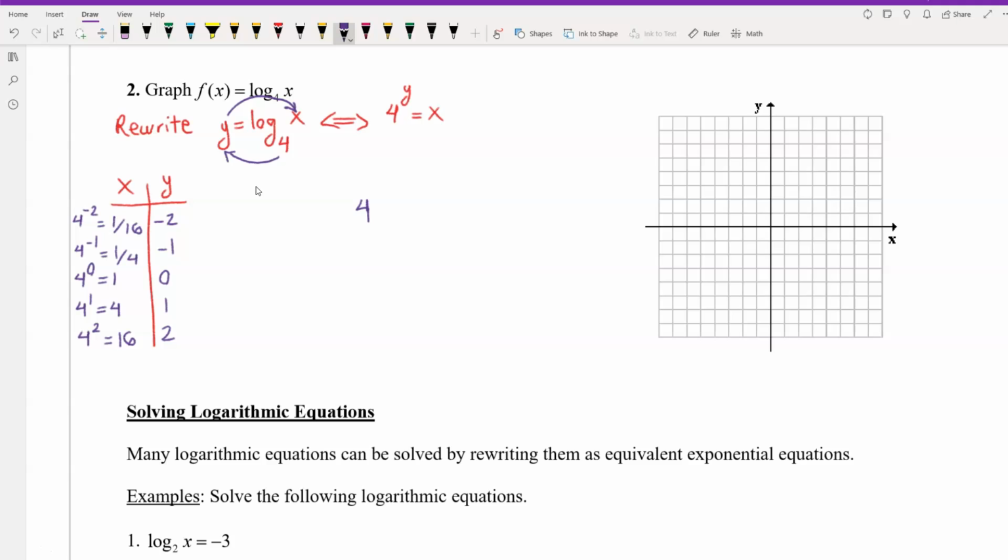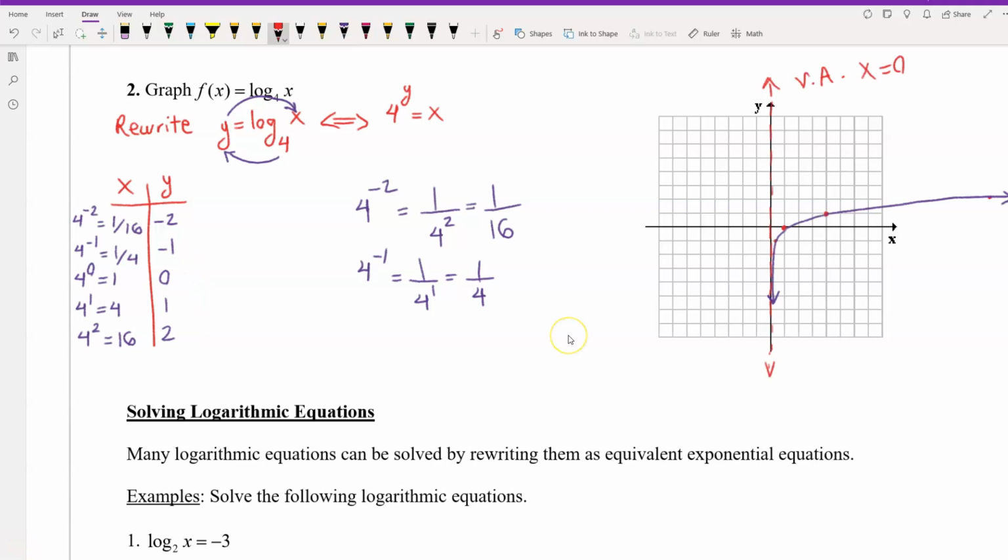So we have 4 power -2, that is 1 over 4 positive power, so it's 1 over 16. Then here we have -1, so 4 power -1. We have negative exponent, move that to denominator to make it positive, so 4 positive 1 power, that is 1/4. Then we have 0, so 4 power 0 is equal to 1. Here we have 1, so 4 power 1 is equal to 4. Here we have 2, so 4 squared is equal to 16. So connect all these points, our graph getting closer and closer to x equal to 0, meaning that vertical asymptote is x equal to 0.